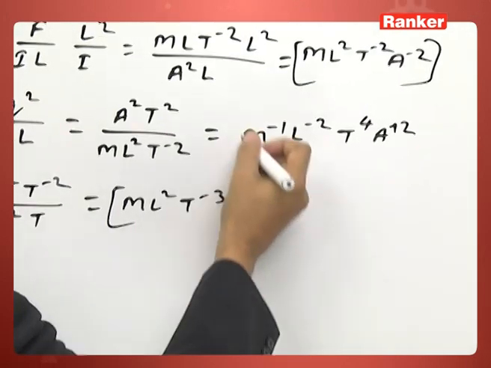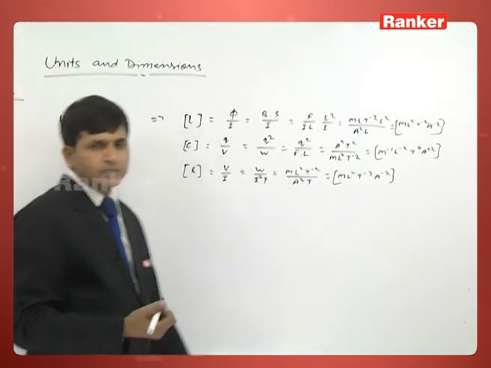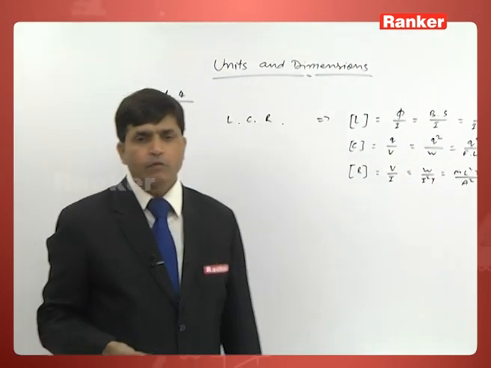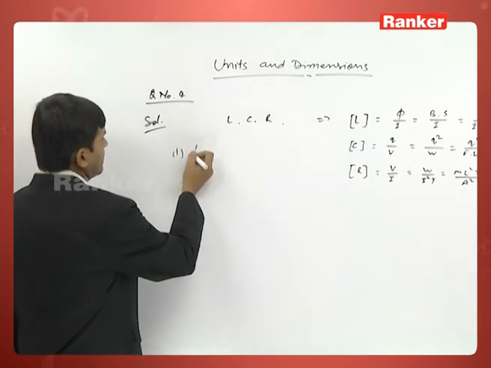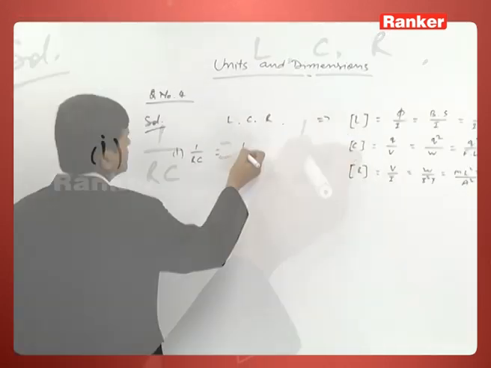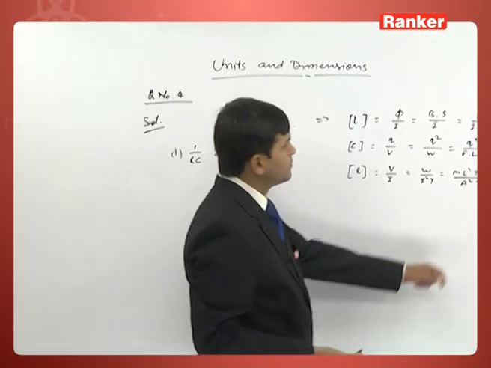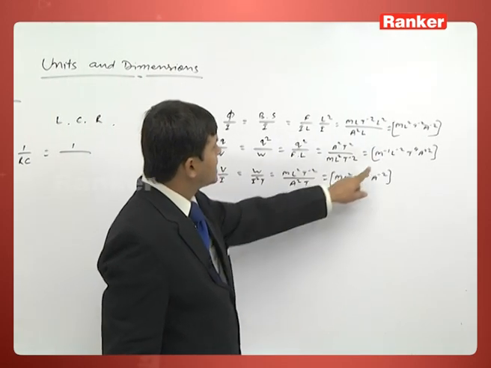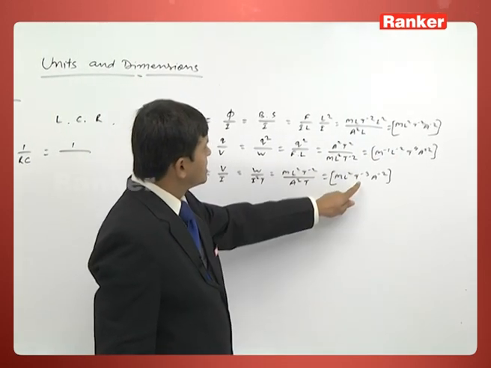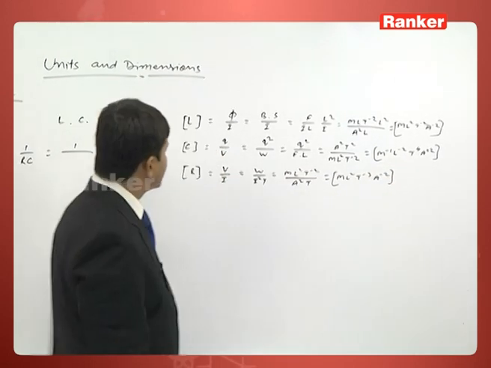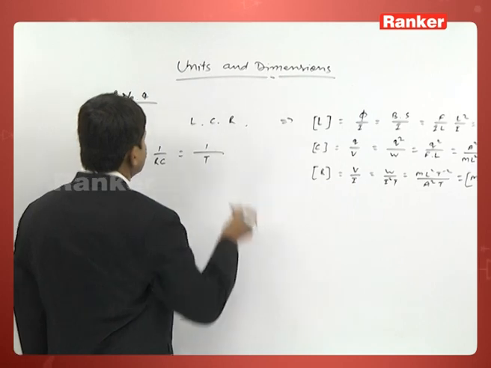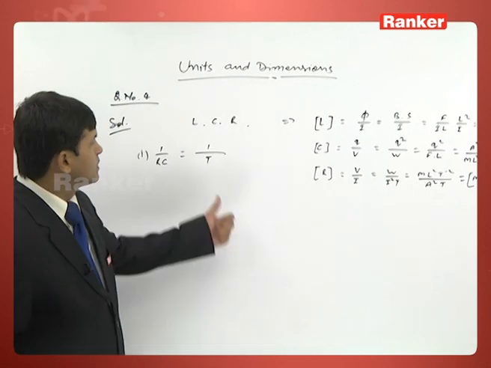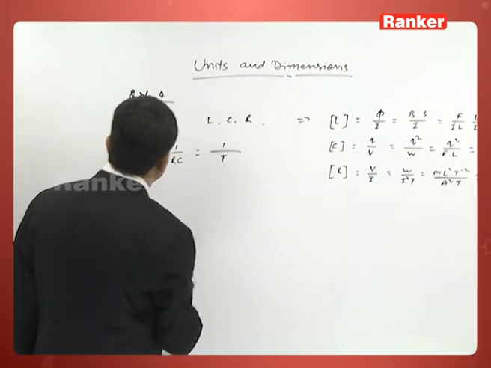So, after getting all the dimensions, now check the first option. The first option is 1 by RC. So 1 by R into C. When we make R into C, M and M cancel, L square cancels, A and A cancel, only T is left. So this is the dimension of frequency. So this represents the dimension of frequency.